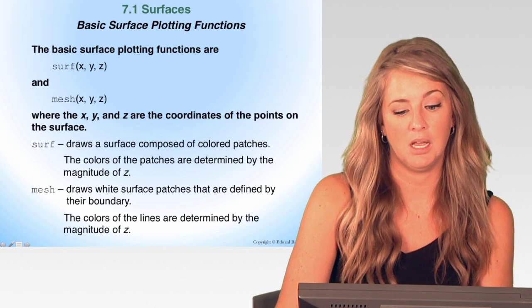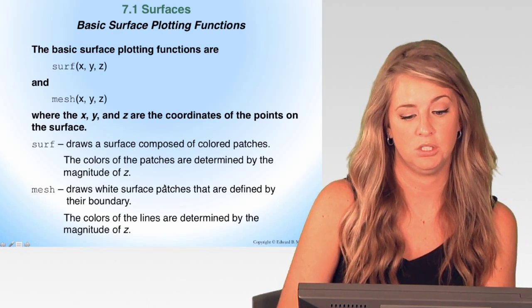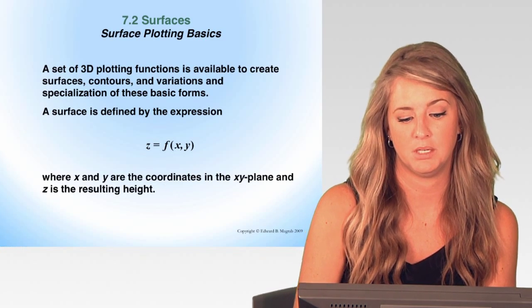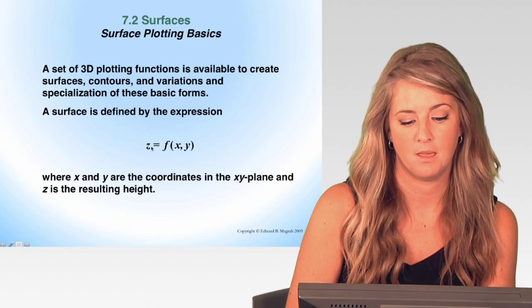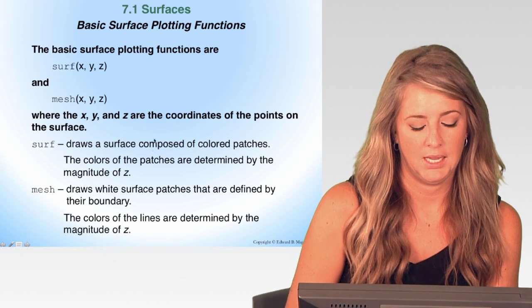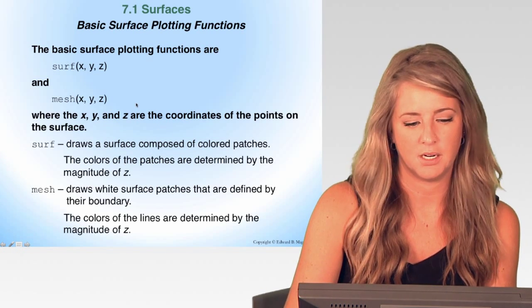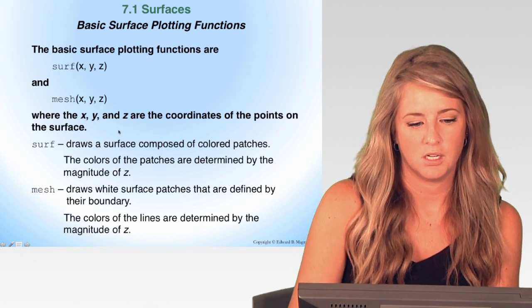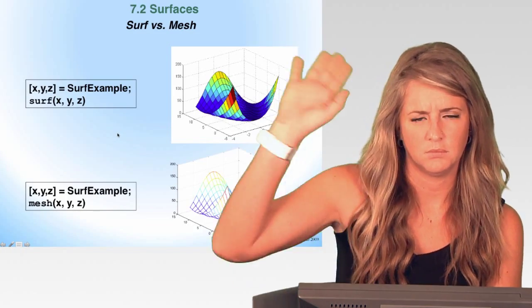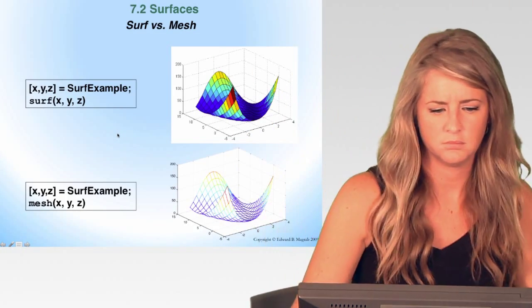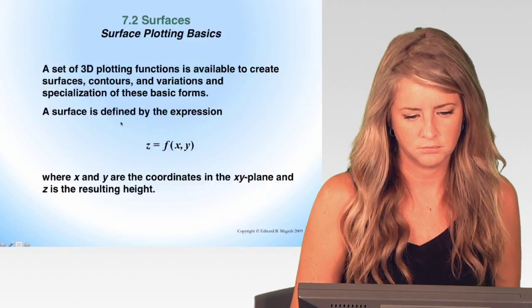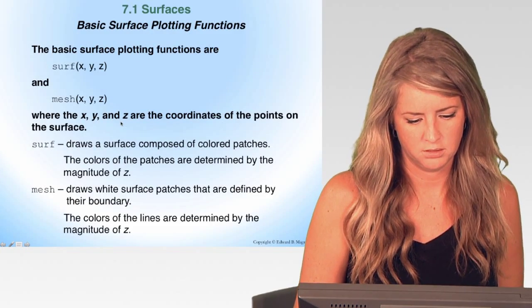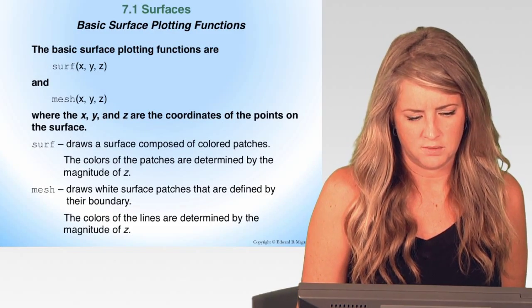The colors of the lines are determined by the magnitude of z, so what was determined here. Actually, time out, starting over. I totally just confused that. Magnitude of z.